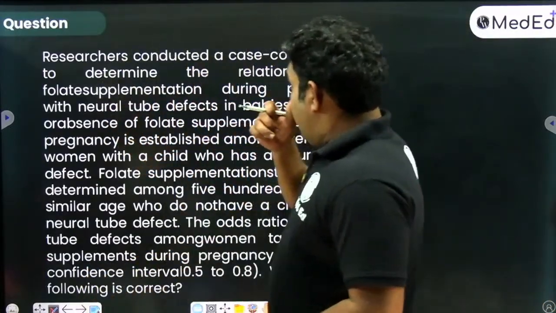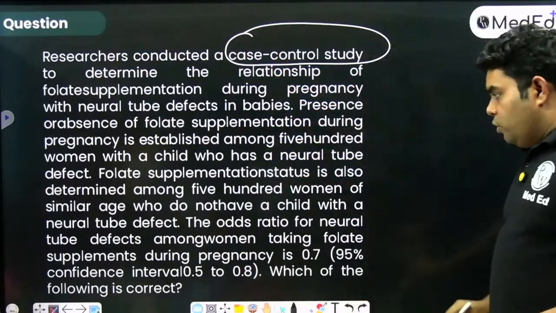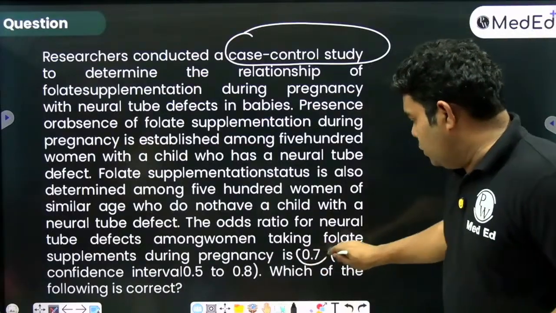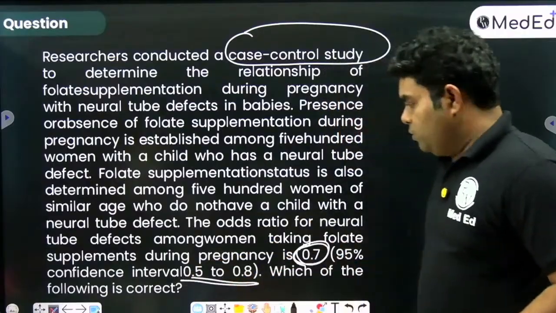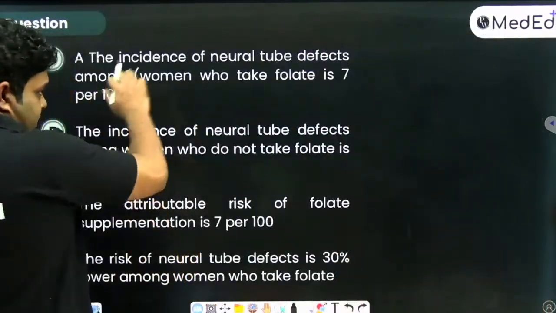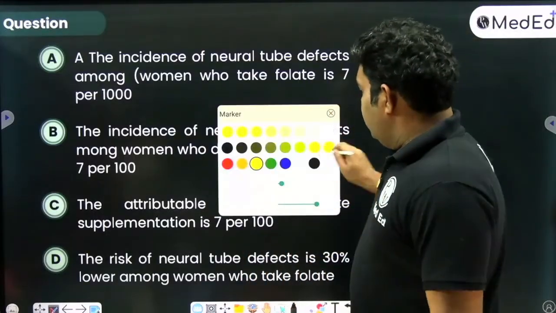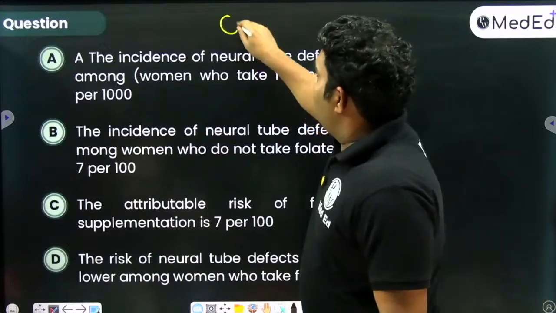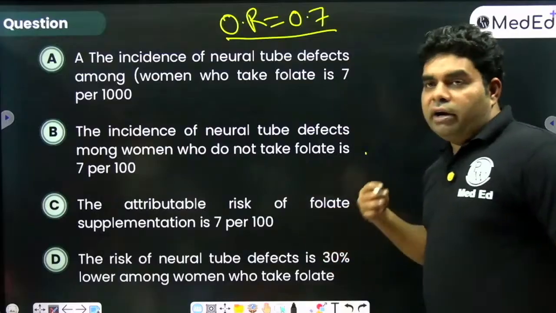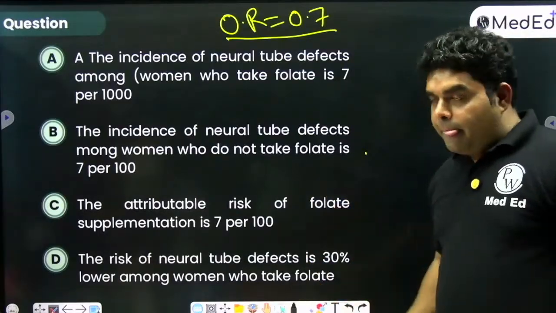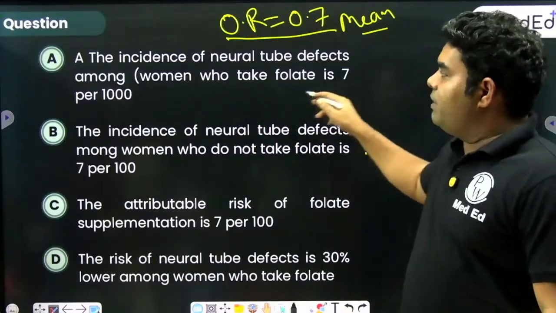So that is there. Next question is that they are having a case control study, and in that case control study, odds ratio came out 0.7 and confidence interval is 0.5 to 0.8. So the question is very simple. This looks like a big question, but if you summarize it, they are just saying one thing, that in any study, if odds ratio is 0.7, what does it mean? What does odds ratio of 0.7 mean? Does it mean that incidence of neural tube is 7 out of 10?